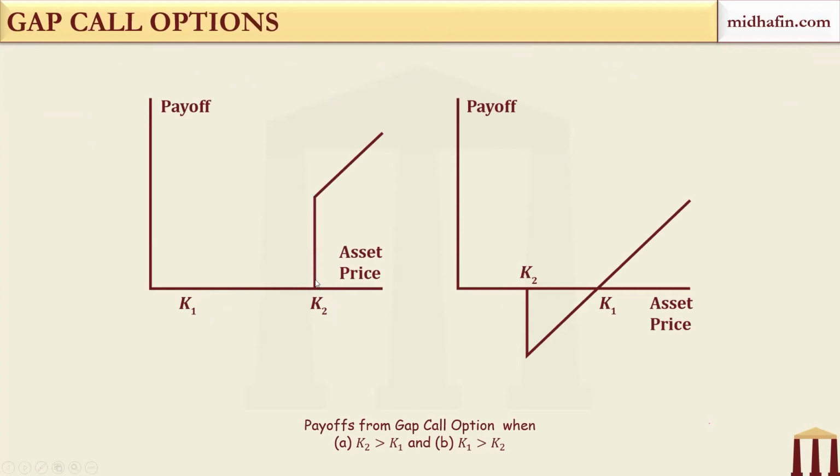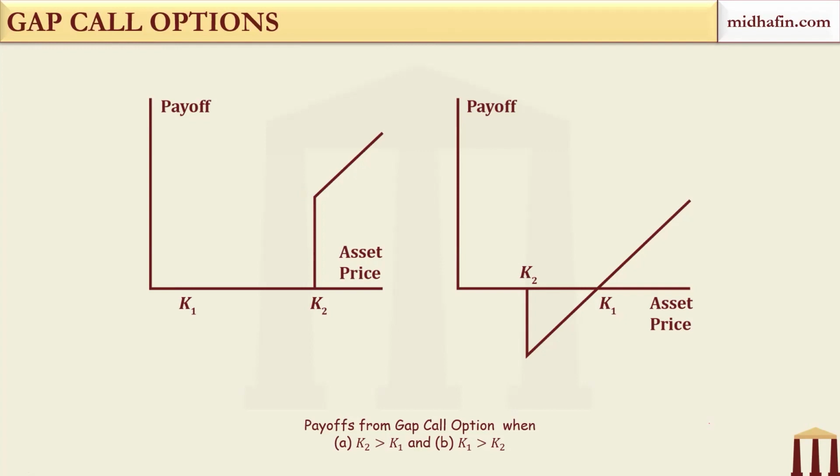So let's take a very simple example. Let's say currently the stock price is 40. You have an option with a strike price of 40, but the trigger price is 45. So in this case, at maturity, what will happen? There are 3 scenarios possible. First is the asset price below 40. The option is not exercised. Second is the asset price between 40 and 45. Again, the option is not exercised. Why? Because it has not crossed the trigger price, that is 45.